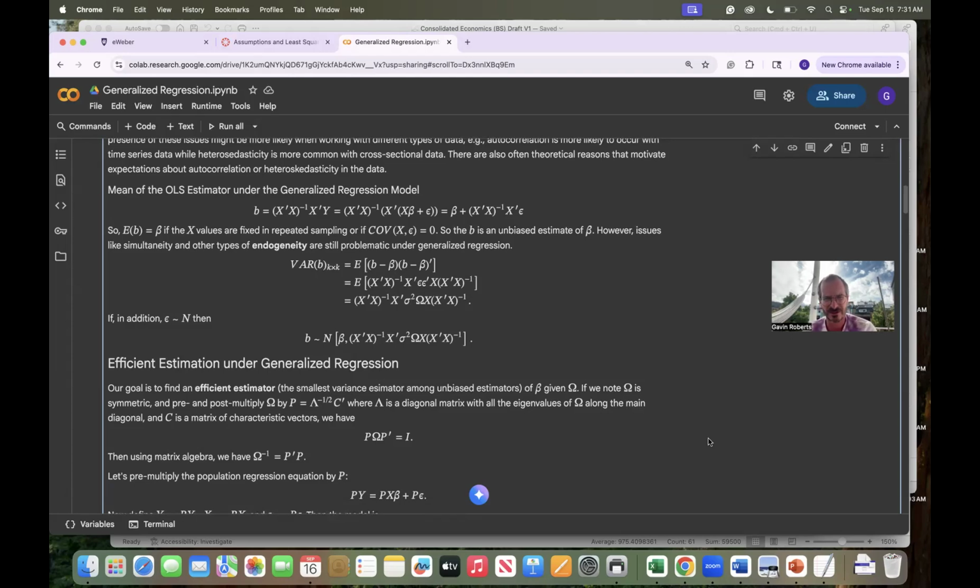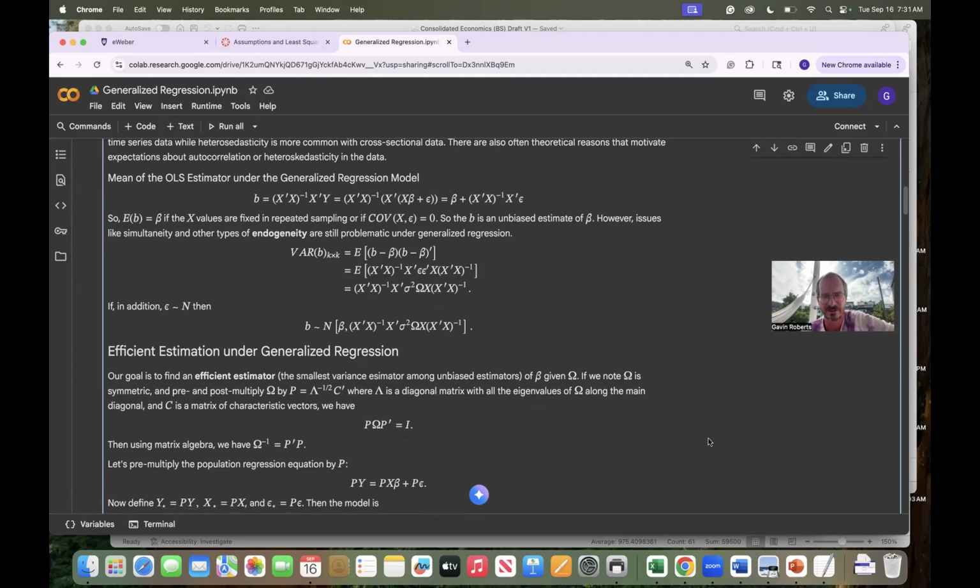Now, the second thing we want to consider is what happens to the variance of our OLS estimator under the generalized regression model. So we have that the expected value of b equals beta. And now we want to know what happens with the variance of b. So we can look at the variance of b, and that's going to be a k by k matrix because the variance on the diagonal is going to be the variance of b, but then we're going to have covariances between the different b's. That's why it's k by k and not k by 1.